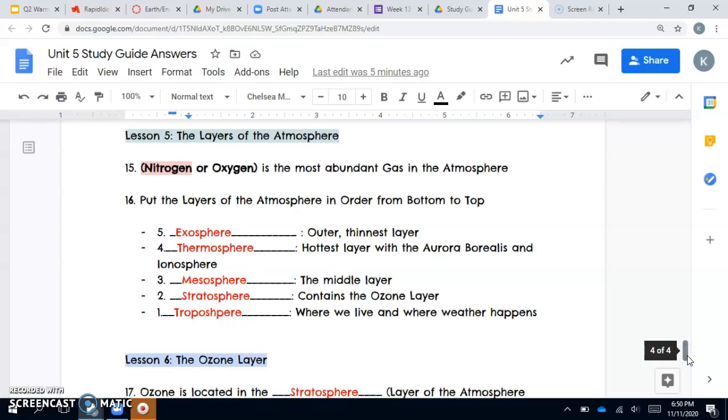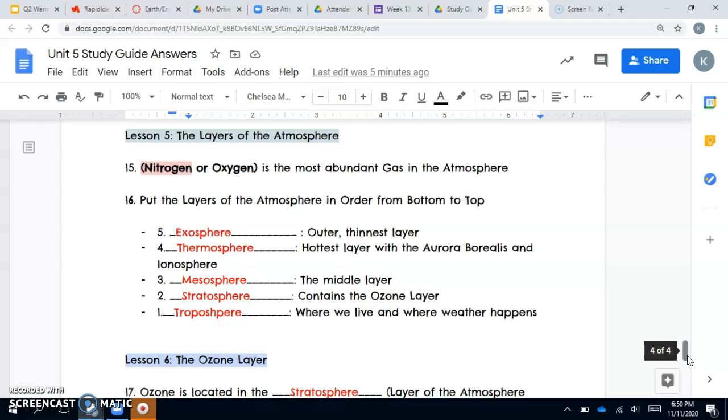Lesson 5 was the layers of the atmosphere. And we do need to know what the most abundant gas in the atmosphere is, and that's going to be nitrogen. So nitrogen makes up about 74% of our atmosphere. And then oxygen is the second most abundant with about 21% composition of the atmosphere. So we do need to know that nitrogen is the most abundant gas.